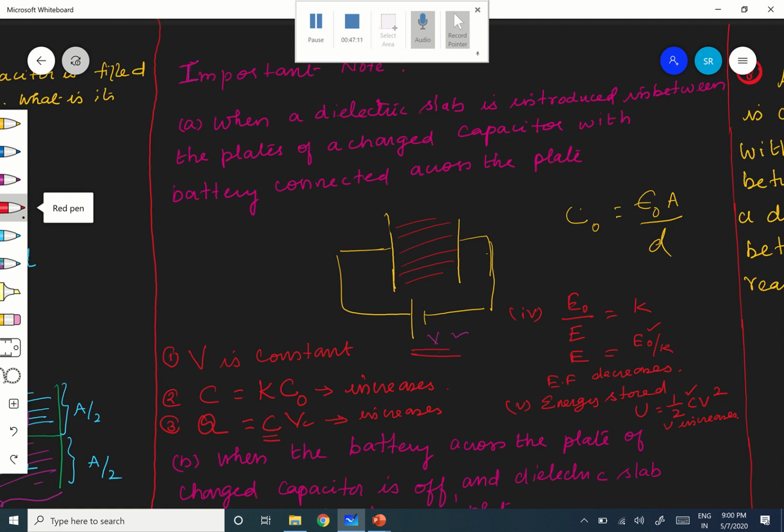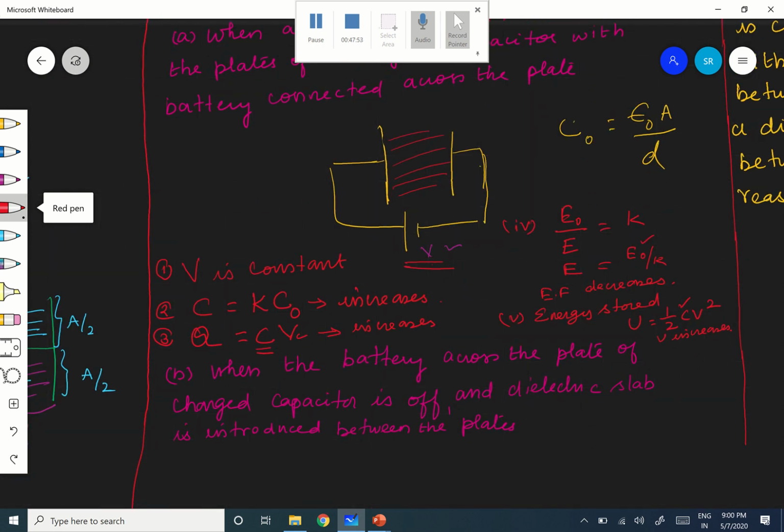See, before introducing, there is some value. What is the capacitance? C naught. What is the electric field? E naught. And what is the potential difference across the plates? V. After introducing the dielectric, what will happen to the 5 factors? The potential difference remains the same. The capacitance increases. The charge increases. The electric field decreases. The reasons, I have given everything. And the energy stored is half CV squared. V is constant, C is increasing. Therefore, definitely the energy will also increase.